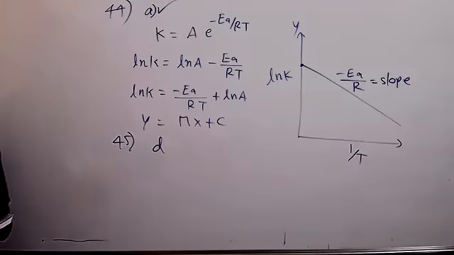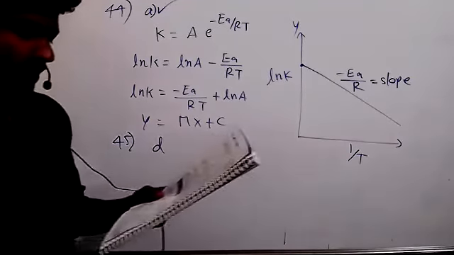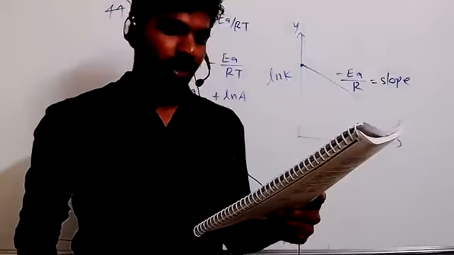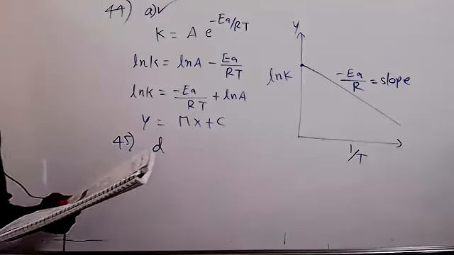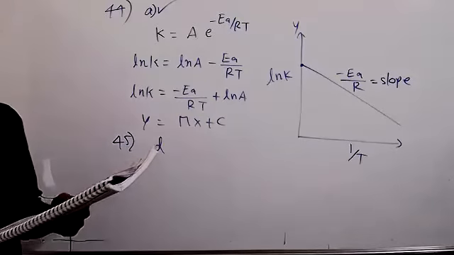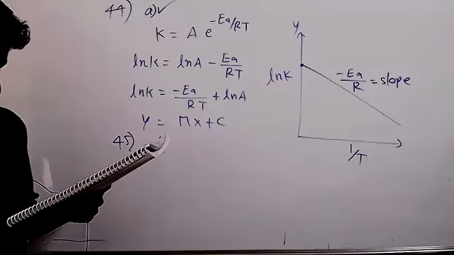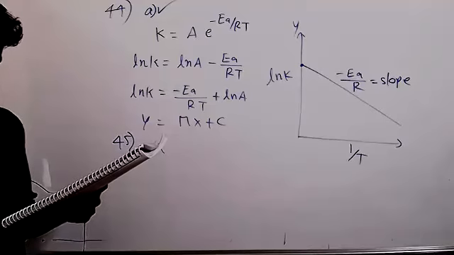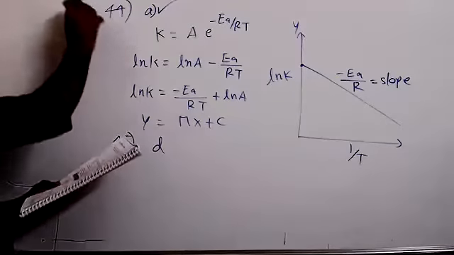Next, 46. Consider the figure and mark the correct option. Sir, A is correct, sir. So the first option itself is correct. Activation energy of the forward reaction is EA1 plus EA2, and product is less stable than reactant. Yes, correct. Option A is correct.